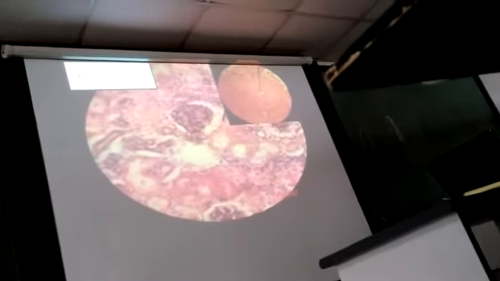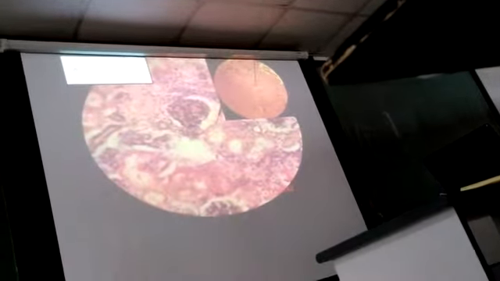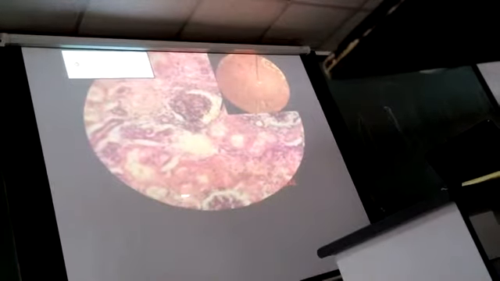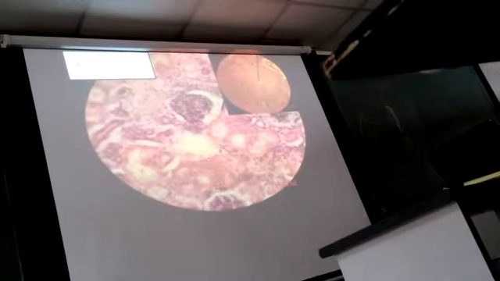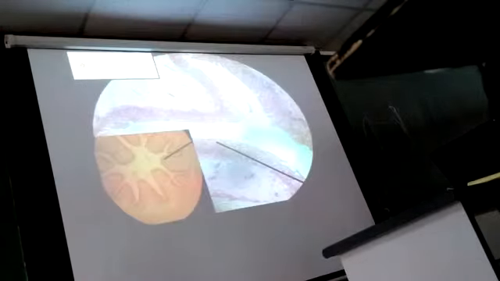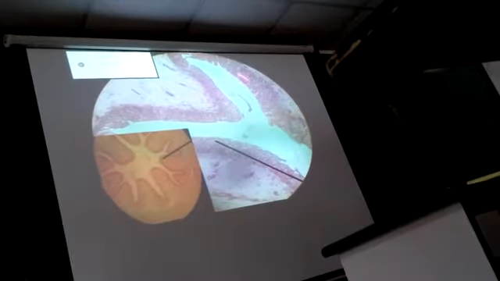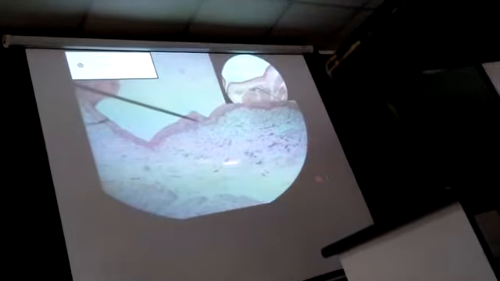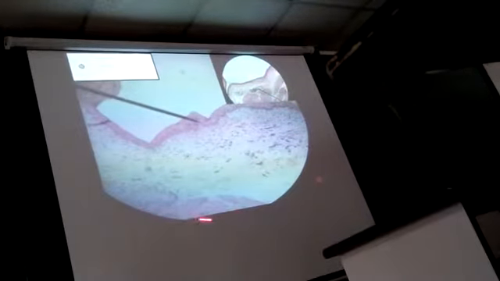Okay. This is Bowman's capsule lined by simple squamous. The inner one is podocyte. These are all proximal convoluted tubule. This is a distal convoluted tubule. Organ: ureter. Organ: urinary bladder, and this is your detrusor muscle.